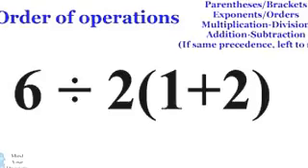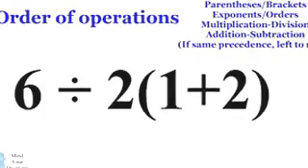These are commonly referred to as PEMDAS or BODMAS. This refers to evaluating the parentheses, brackets, then the exponents, orders, then multiplication and division, and finally addition and subtraction. If you have two operations of the same precedence, you want to evaluate them from left to right.